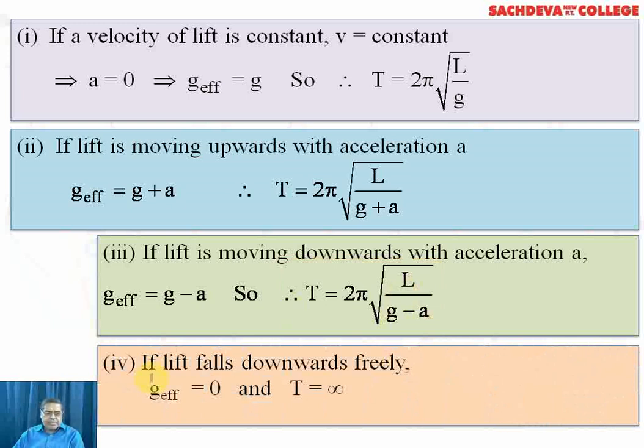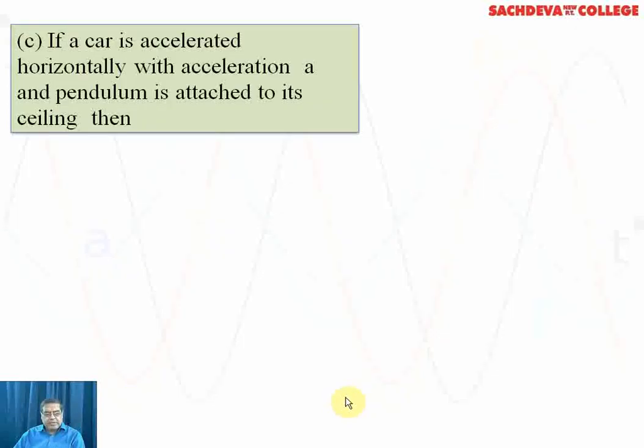Another concept is that if the lift falls downwards freely, then a is equal to g. So g effective will be 0 and T will be infinity. That is, the time period is infinite, that is indeterminate. Any number of the form 0 by 0 or number by 0 is supposed to be an undefined function, and that is infinity.